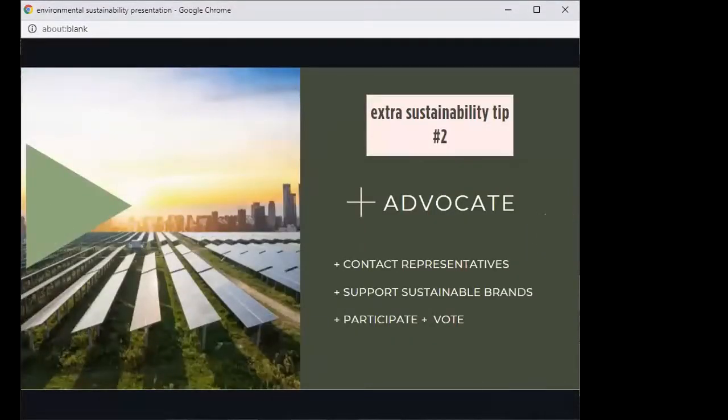So my second extra sustainability tip is going to be advocacy. Advocacy is one of the biggest things that you can do to make an impact on climate change. But I'll just go right ahead and say that it's really not always easy, and it's not always rewarding. It can involve contacting your representatives, coordinating with others, encouraging them to do the same, and it can take a lot of work. So it's not what I would consider one of my easy tips, but it is a really great tip if you find yourself with the capacity to do it.